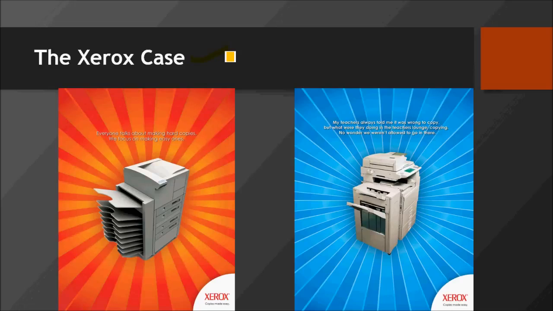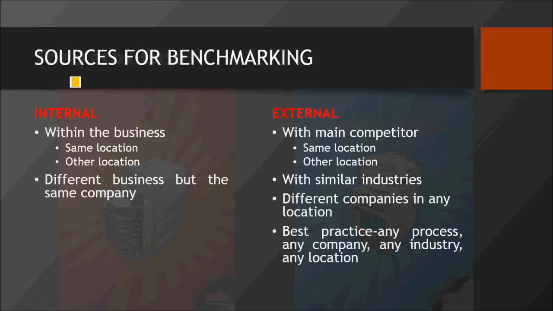Let's look at the sources for benchmarking. To broadly divide the sources of benchmarking, you can do it in two different ways. It could be either internal or external. Now, within internal, you have benchmarking processes which you could adopt within the business, either the same location or other locations, or it could be different businesses but the same company. Now, external benchmarking could be done with the main competitor against the same location or other locations. You could do it with similar industries. You could do it with different companies in any location, or it could be the best practice across the world.